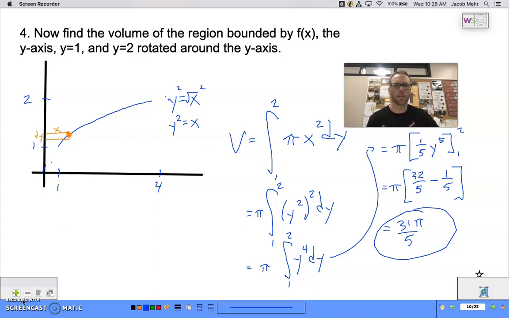So that's how we handle rotating around the y-axis. Not too difficult. I just always find it helpful to draw my rectangle, to picture the cylinder, to label in the dimensions. All right, see if you can handle that.